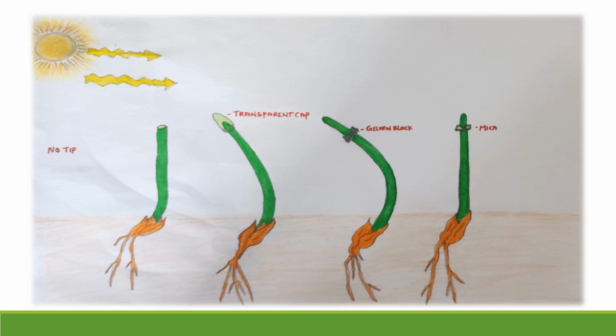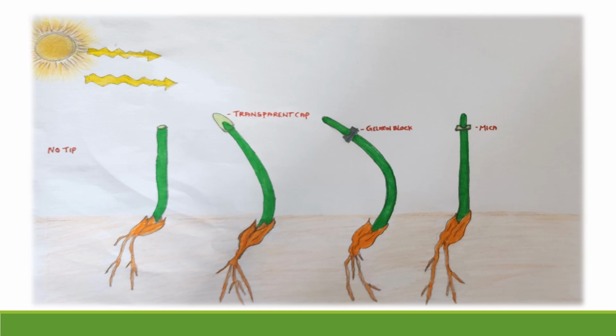Then they chopped off the tops of some seedlings. Again, these plants also didn't bend towards the light, which demonstrated the importance of the tip in the plant's ability to sense light. They then used transparent caps to cover the tips. These plants still bent towards the light, showing that the tip needed to see the light to work properly.